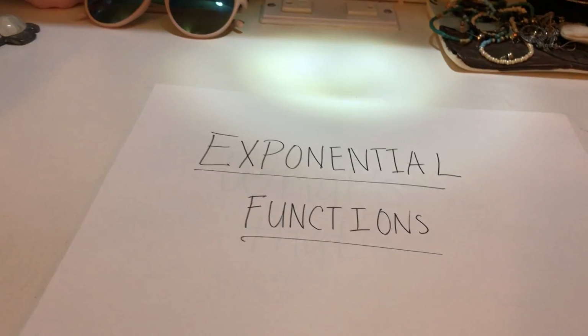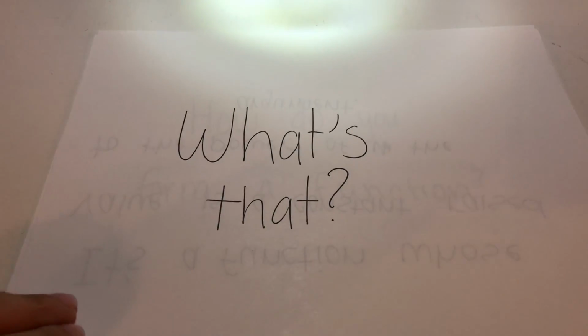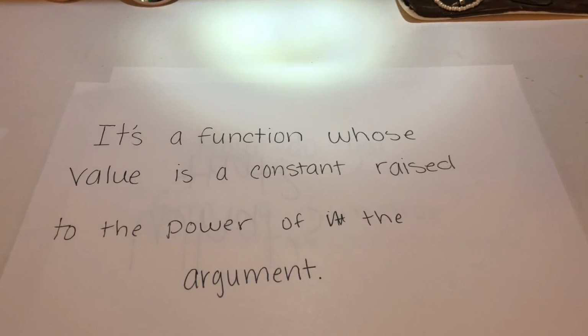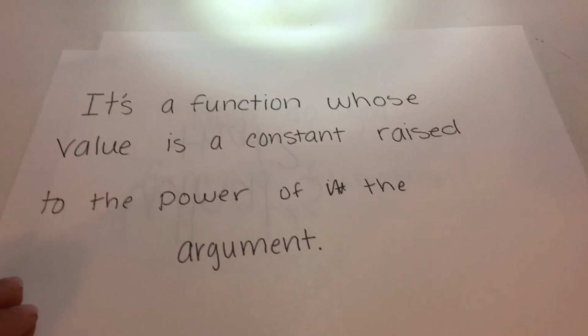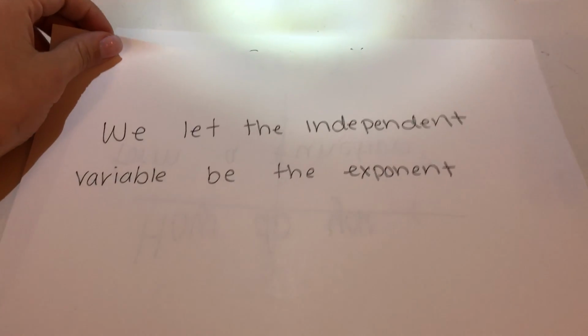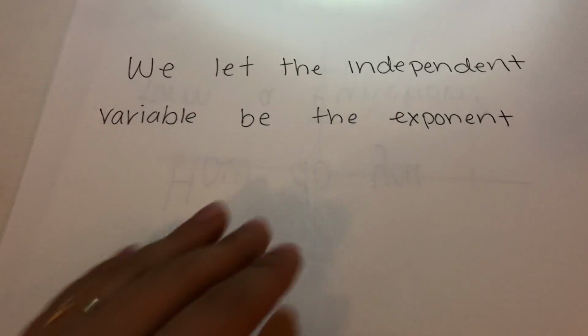Today, we're going to be talking about exponential functions. So, what exactly is an exponential function? Well, it's a function whose value is a constant raised to the power of its argument. So what exactly does that mean? And how do you form a function? In order to form a function, we let the independent variable be the exponent. So let me show you what that looks like.